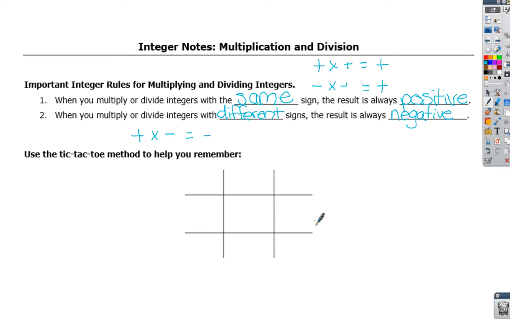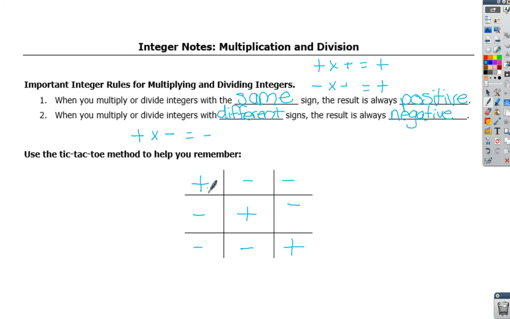And here's this cool tic-tac-toe chart that's going to help you. I want you to always remember you start in the left corner and all the pluses go diagonal. Now all the rest of these spaces are negatives. So if you remember where the positives go, you just fill in the rest with negatives. Positives go diagonal from left to right and then fill in your negatives.